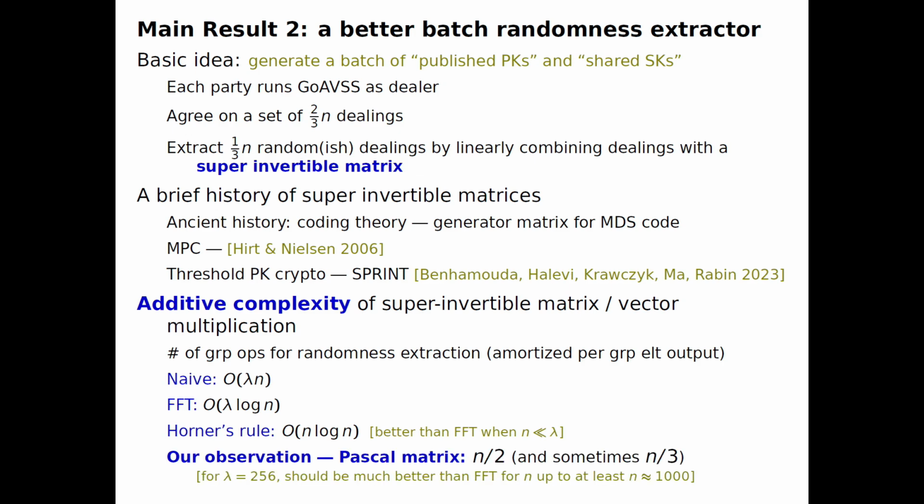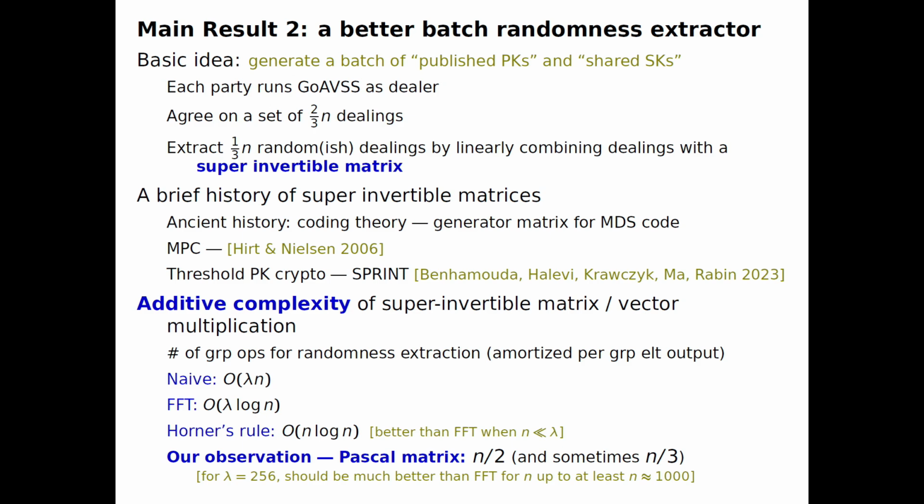And our observation is that you can use what's called a Pascal matrix, a classical gadget that's a box full of binomial coefficients. And even though the binomial coefficients are very large, because of the basic algebra of binomial coefficients, you can get a nice algorithm for multiplying a matrix times a vector of this form, and the additive complexity is just n over 2. No hidden constant, well, the constant is 1/2. So that's how many group operations it takes to get out one output here.